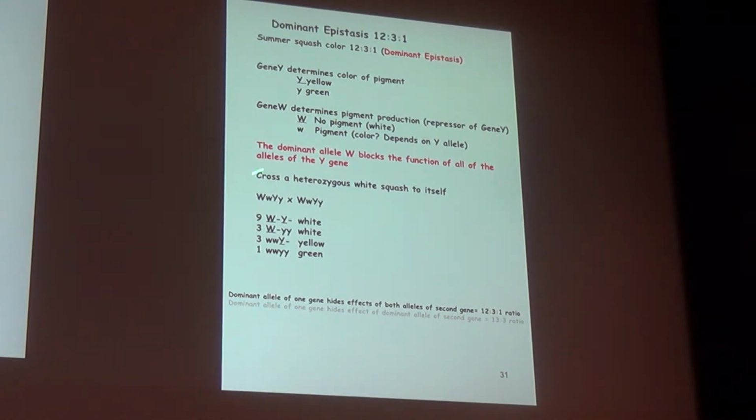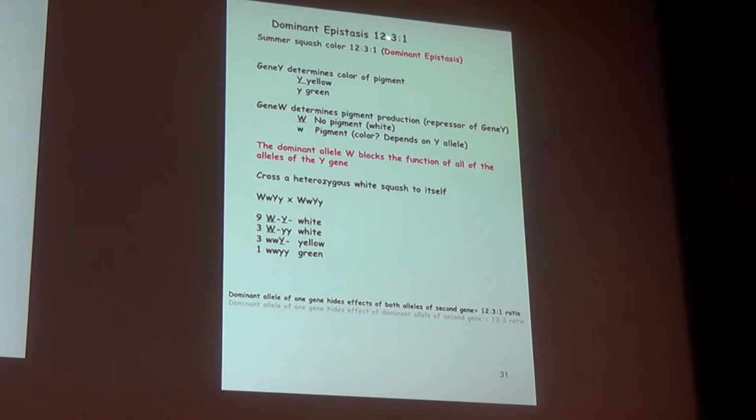So, when you take a heterozygous white squash and cross it to itself, this squash is going to be white because it's got big W. And it's not going to allow any of this pigment to be made. So it's going to be white. So a white squash crossed to a white squash, you're going to get a ratio that's going to look like this. So you're basically going to get 12 that are going to be white because they're big W, 3 that are going to be yellow, and 1 that is going to be green.